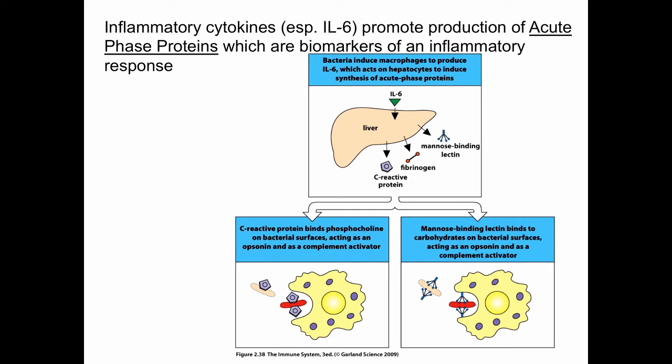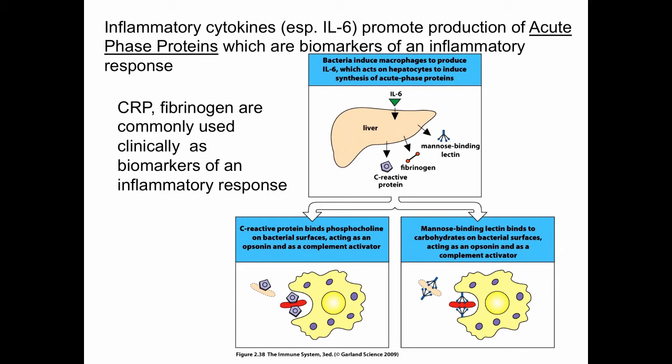And these are all proteins that at one level or another have an antimicrobial function, either in terms of blood coagulation like fibrinogen, or C-reactive protein or mannose-binding lectin in terms of activating complement to a certain extent. But they're also used as biomarkers for when you have a systemic inflammatory response, meaning that they're used clinically, measured in the serum as an indicator of whether or not somebody is undergoing an inflammatory response.